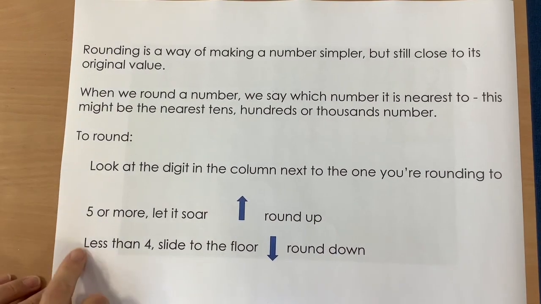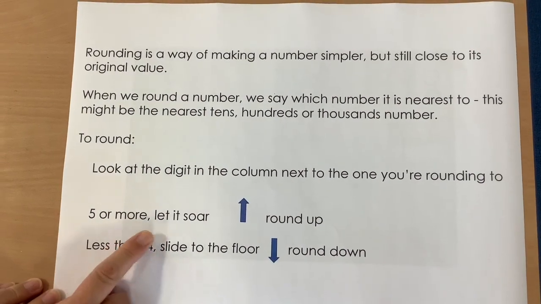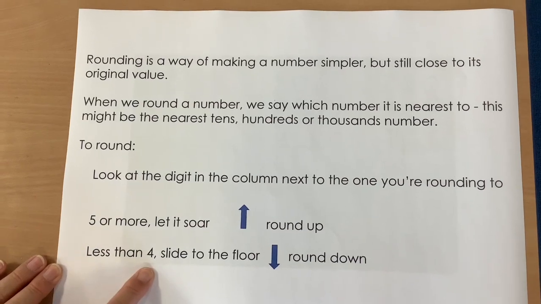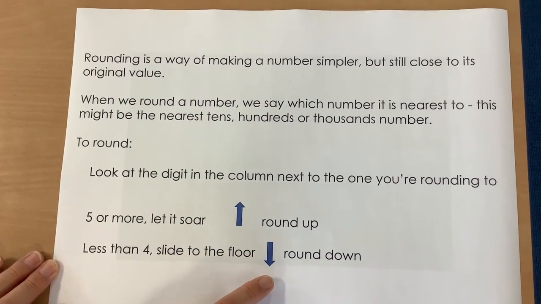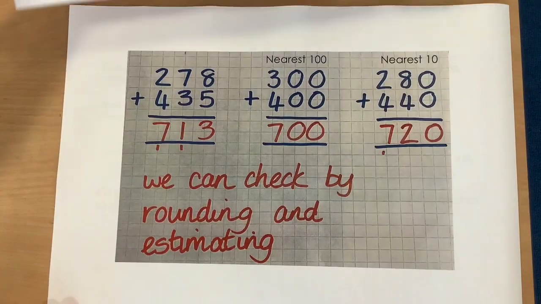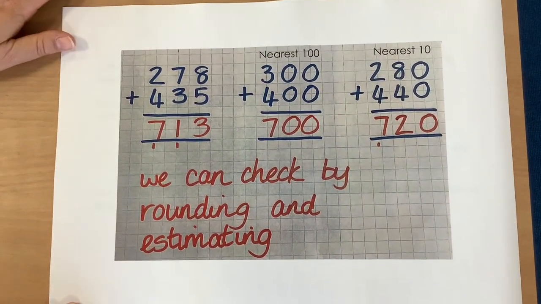And there's a little rhyme. If the digit is 5 or more, let it soar, so we round up. If it's less than 5, we slide to the floor and we round down. So let's look at an example and that should hopefully make it easier.